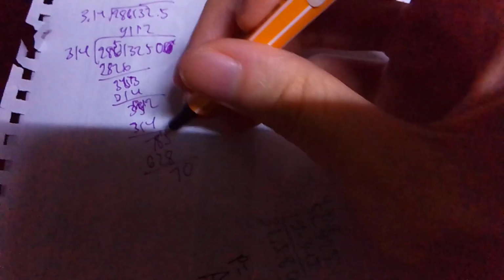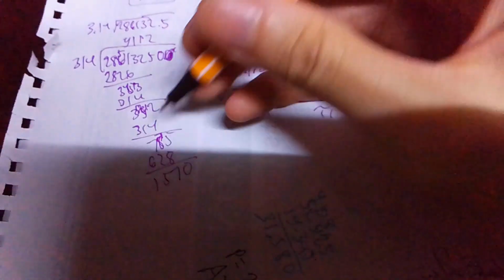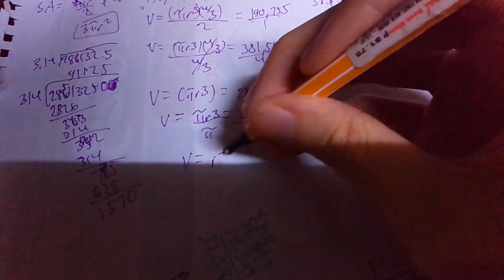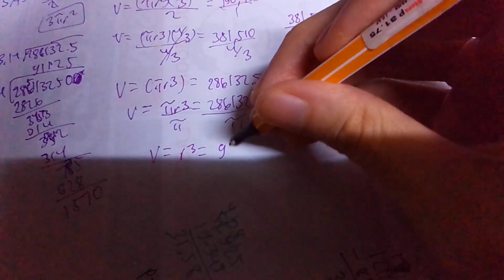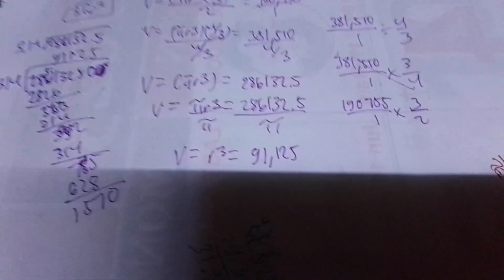So 2. 6 to 8, diba? 6 to 8. And then 0. This becomes 7. 7 minus 2 is 5. And then 1,570. So therefore, yun nga. 91,125. So the volume of r cubed is 91,125. Now we just have to take the cube root of that value.